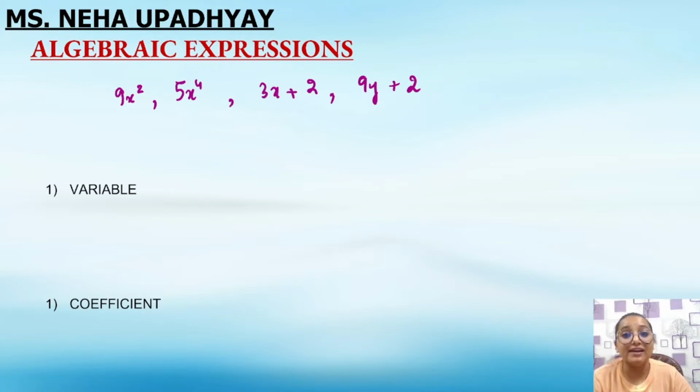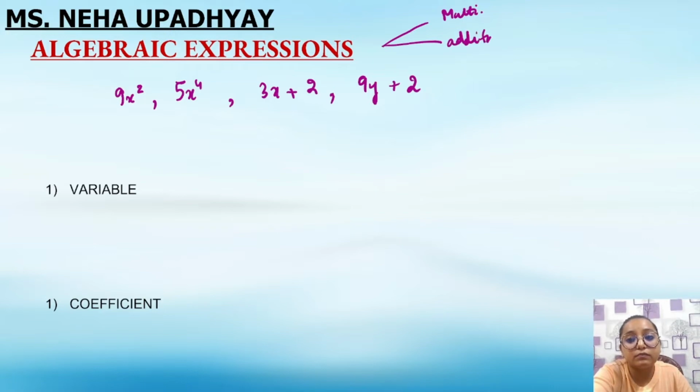Yes, you all are correct. These 9x square, 5x4, 3x plus 2, 9y plus 2, what are these? These are our expressions. Now the question comes, what is an algebraic expression? An expression which is using different operations like multiplication, addition, subtraction, and division.